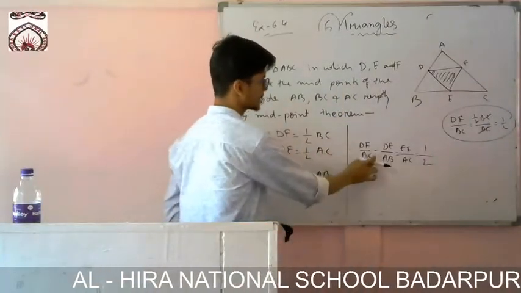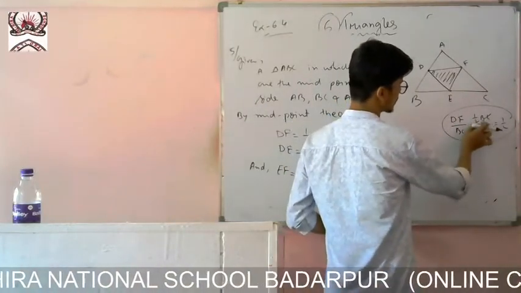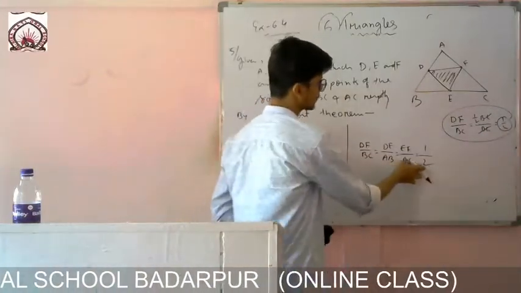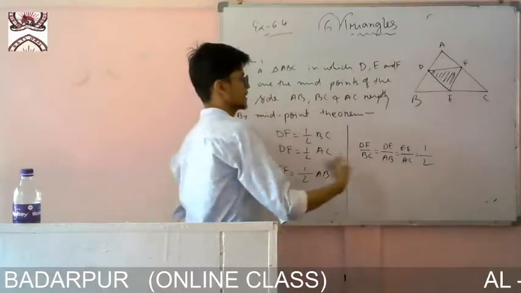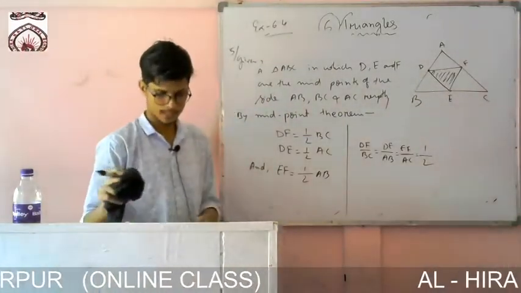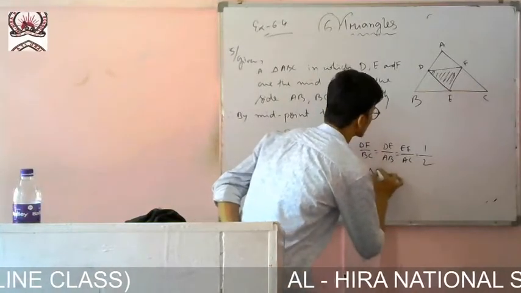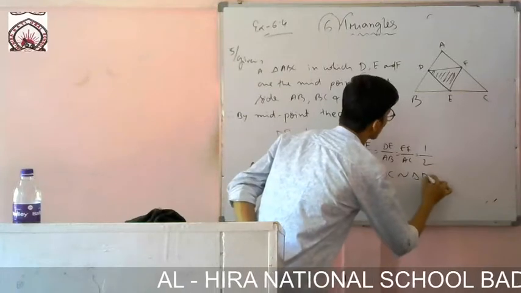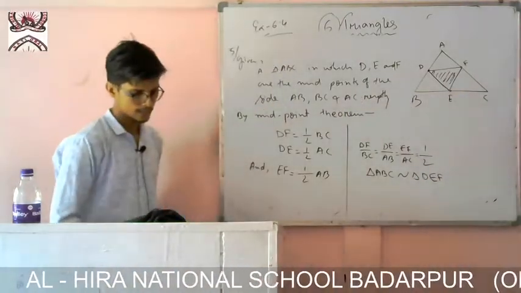DF by BC, if I just do this part, DF will be equal to half BC, BC cancels, only half is left, so half came. If you do the next one, then also half will come. If we do the third one, then also half will come. So if the ratio is the same for each and every side, then I can say that these two triangles are similar. So triangle ABC is similar to triangle DEF.